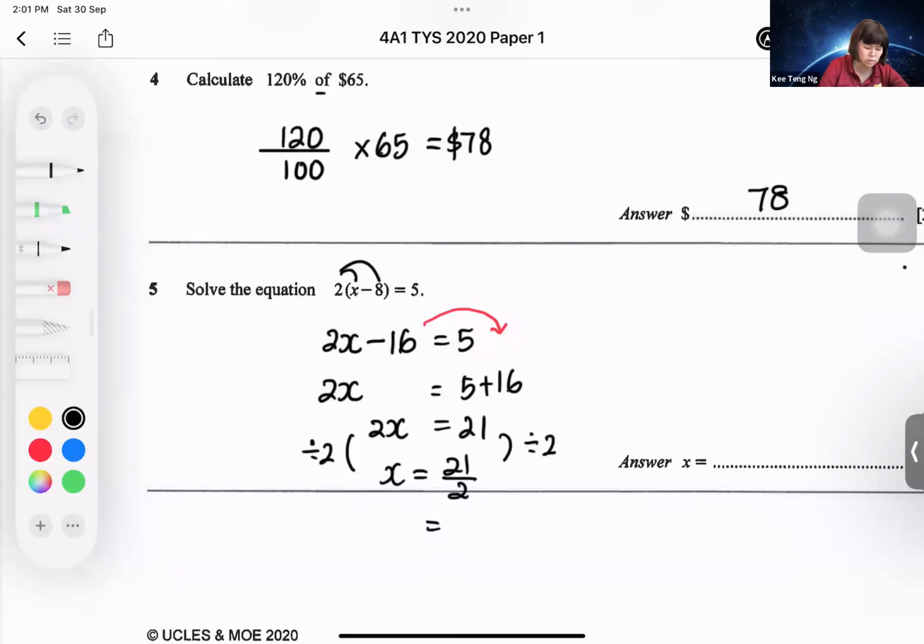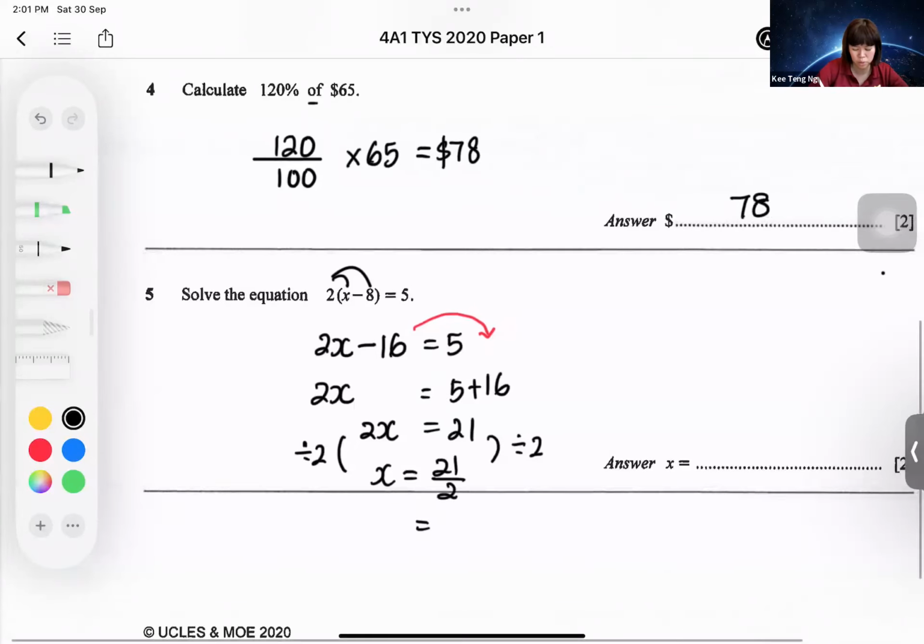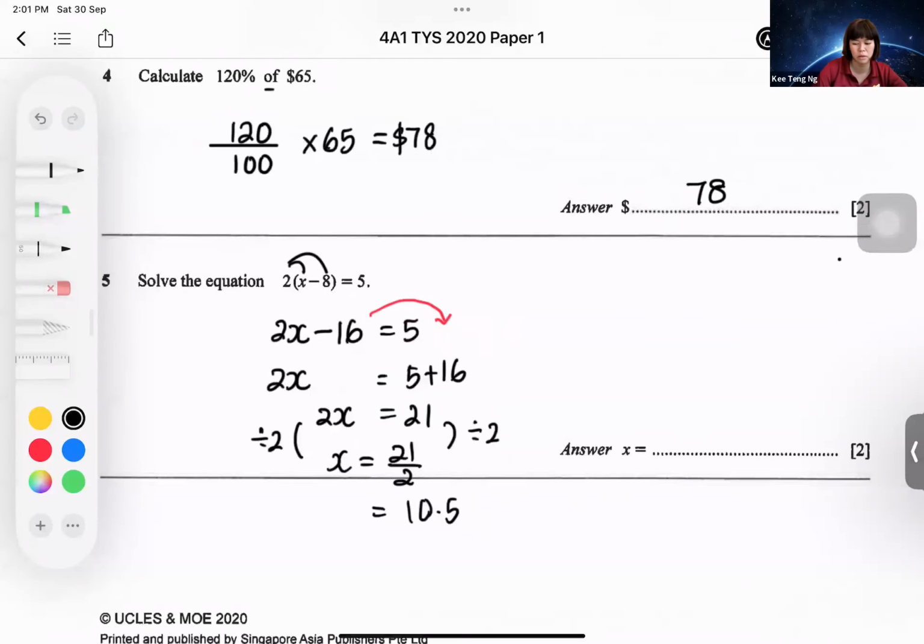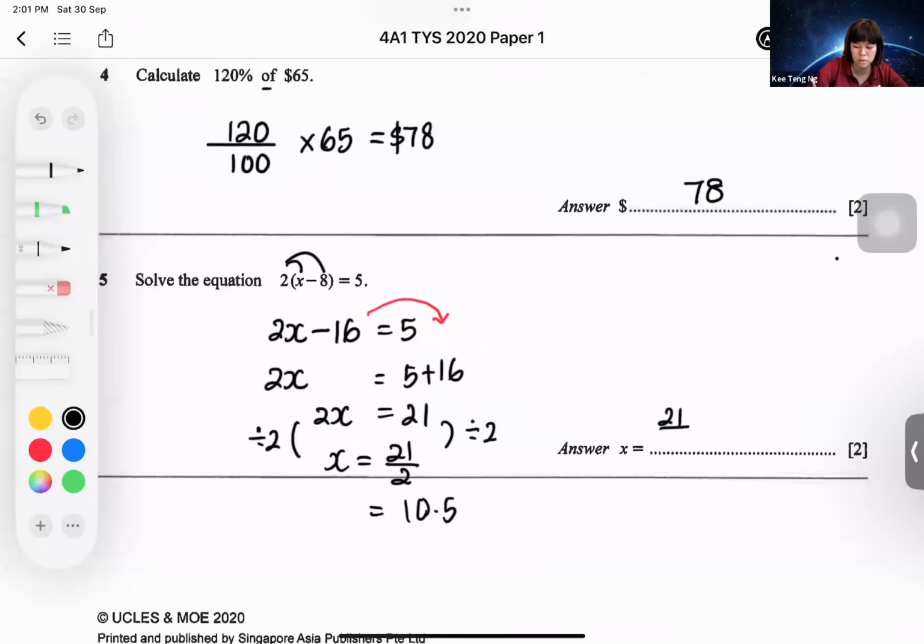You can put your answer 21 divided by 2 as a fraction, or you can put 10.5. For me, I'll just leave it as a fraction. But we must check in the calculator to make sure this is the simplest form. Or else you can put the calculator decimal version, 10.5.